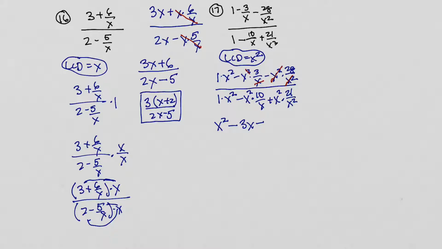So we'll write our minus 28 over, okay, x squared minus, and then what happens here? That x will cancel with one of those. So that one cancels with one of those, and we're left with 10x. So we're left with a minus 10x, and then what about here?